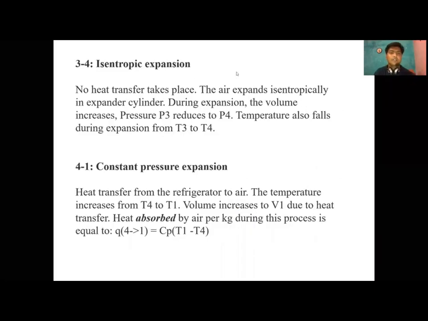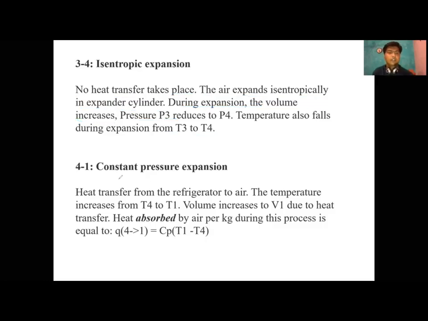Next, the 3 to 4 process, an isentropic expansion process. No heat transfer takes place. The air is expanded isentropically in the expander, and during expansion the volume increases. The main thing is that the volume increases, the pressure reduces from P3, and the temperature also falls during the expansion from T3 to T4.